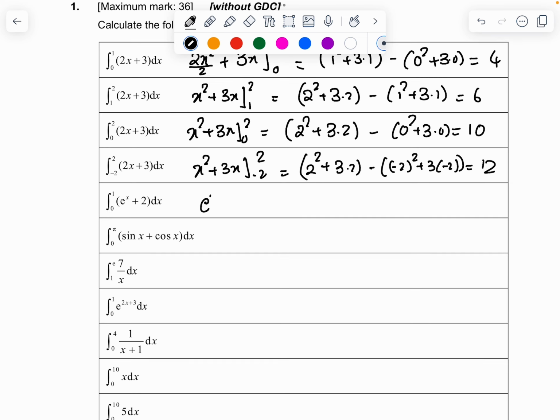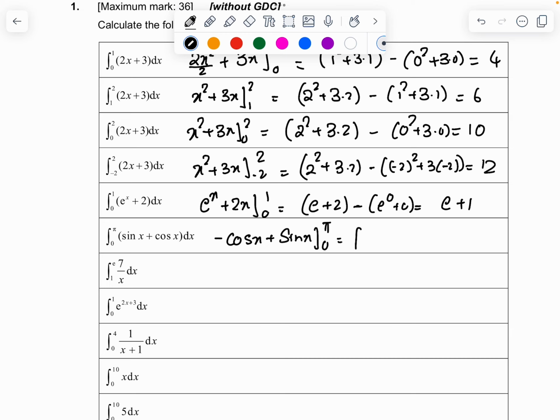Now e power x integral is e power x, 2 integral is 2x, from 0 to 1. So e power 1 plus 2 minus e power 0 plus 0, which is going to be e plus 1. Then sin x integral is negative cosine x, and cosine x integral is sin x, from 0 to pi. So plug in negative cosine pi, which is negative negative 1, plus sin pi is 0, minus negative cosine 0, which is 1, and sine 0 is 0. Simplify that, you should be able to get that answer as 2.